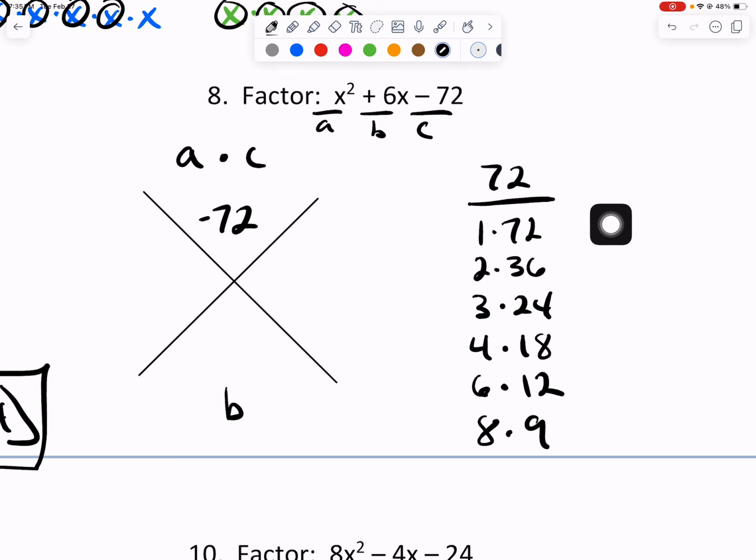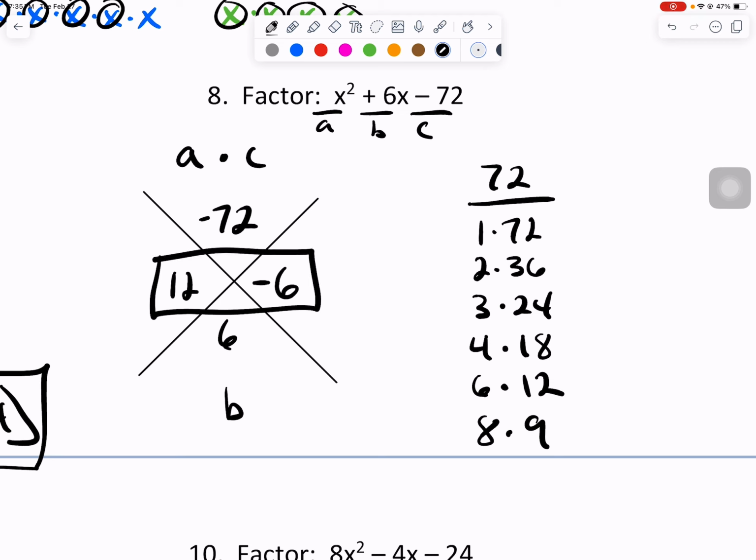The greater numbers are on the right side. If we know one of them is a positive and we're subtracting, well, 72 minus 1 is 71, 36 minus 2 is 34, 24 minus 3 is 21, 18 minus 4 gives us 14, and 12 minus 6 gives us a 6. And I said 12 minus 6, correct? Yes, I did. Thank you all. I appreciate it. Ooh, I forgot to write my B value there.